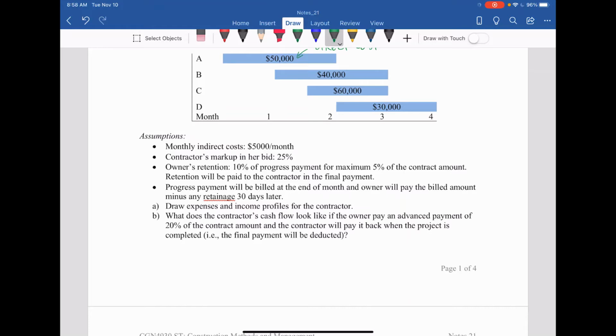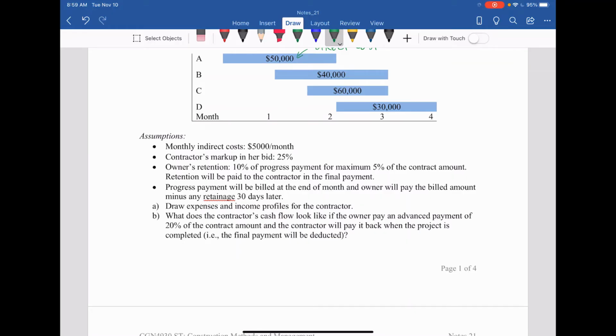The owner's retention is 10% of progress payment, for a maximum of 5% of the contract amount. The first lesson video shows you what that means for retentions, and retention will be paid to the contractor in the final payment. The progress payment will be billed at the end of the month, and the owner will pay the billed amount minus any retainage 30 days later, so about a month later.